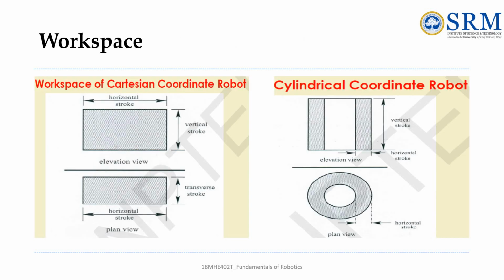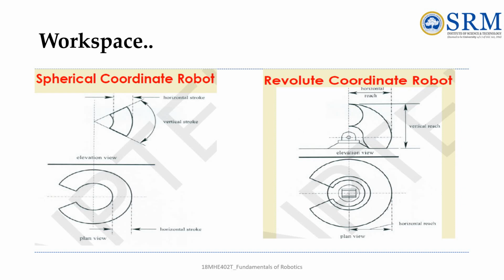Next, these are the workspaces of configurations. First one is the workspace of Cartesian coordinate robot. Since it has linear movements, you could see here vertical stroke you have, horizontal stroke you have. Next, cylindrical coordinates. So you have one rotation. You could see here in the picture how its workspace varies. And this is the workspace of the spherical coordinate and articulated coordinate robot.